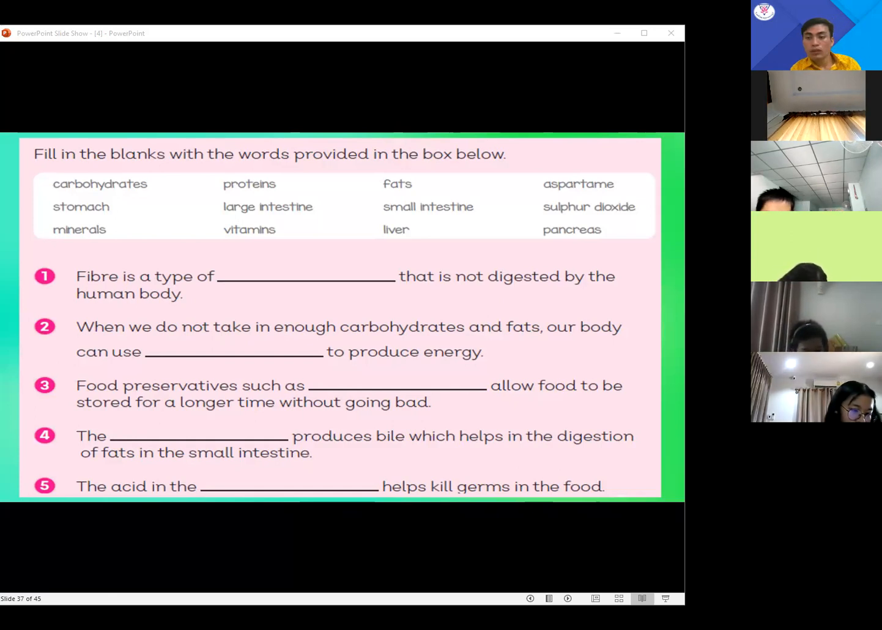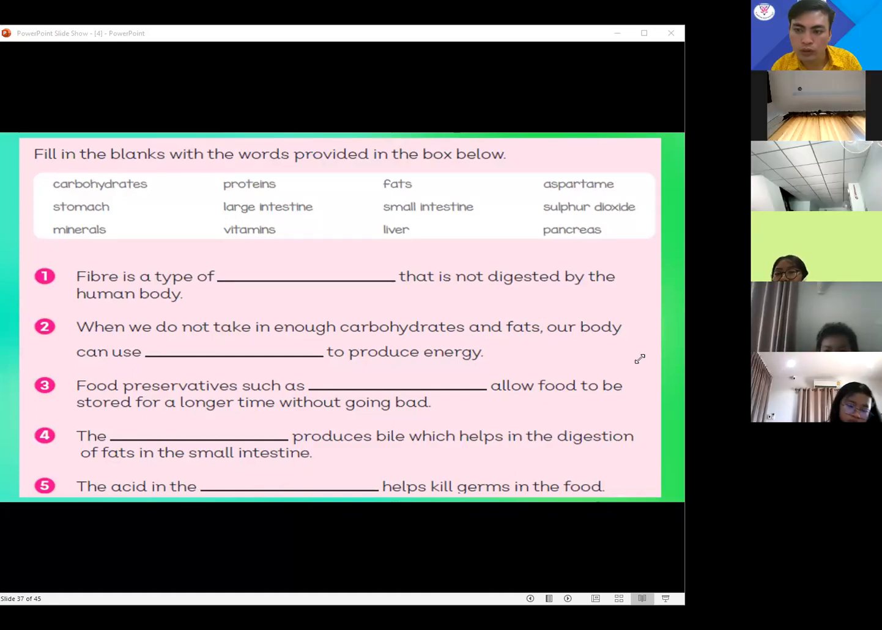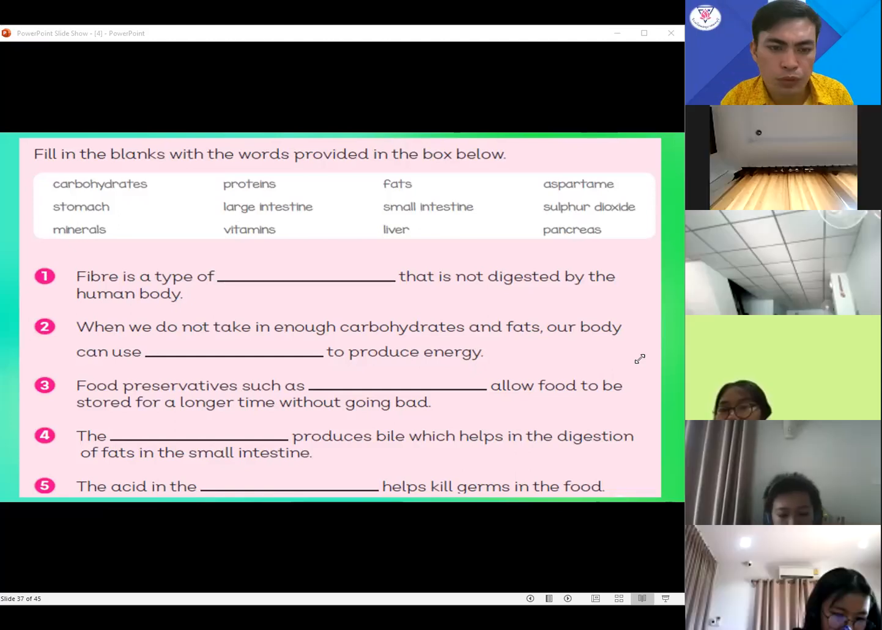Okay, I think time's up. Okay, so let me see your book. If you answered already, let me see your book. Can I see your book now before we check? Let me see your book. I want to see your book.